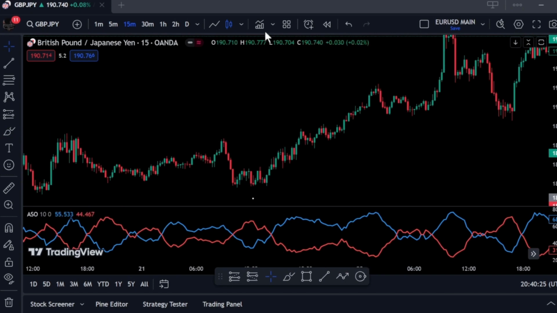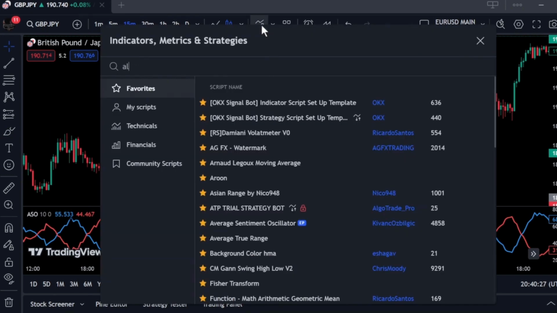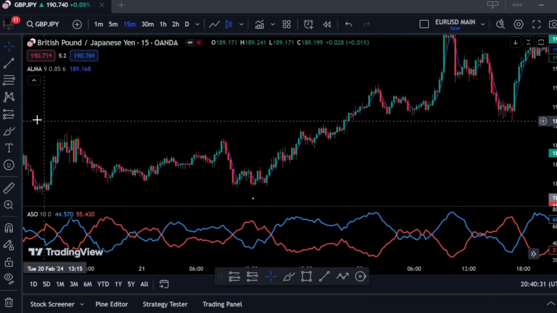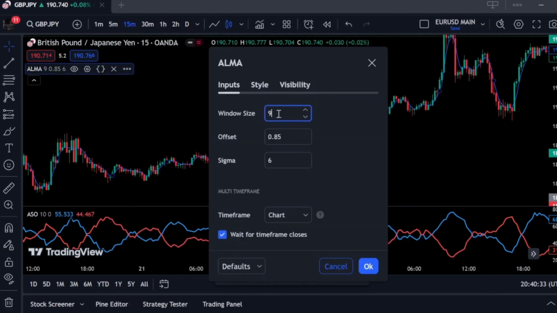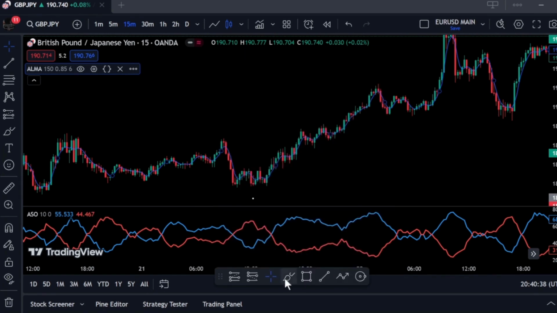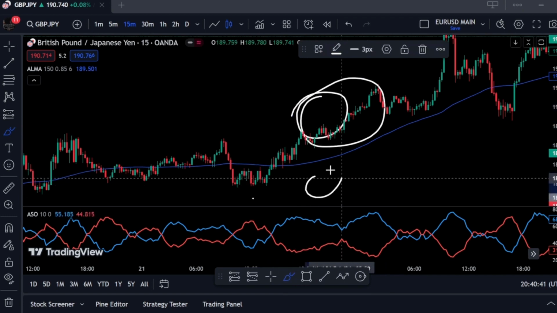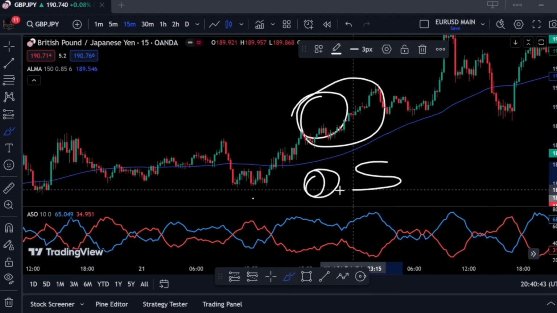So let's go ahead and add an extra confirmation for trend. Click on the Indicators tab on TradingView, search ALMA, select the first one. Change the period of the Arnaud Legoux moving average to 150. Now here are the rules. You are to only take buy trades when the price of the asset is above the ALMA, and only take sell trades when the price is below the ALMA. This will help filter some bad trades.